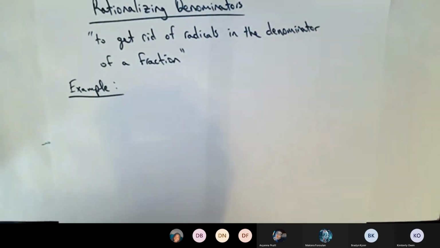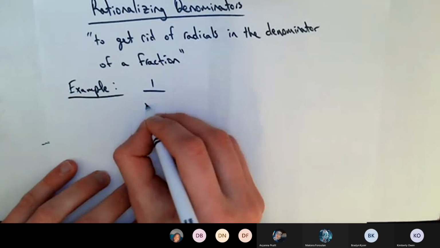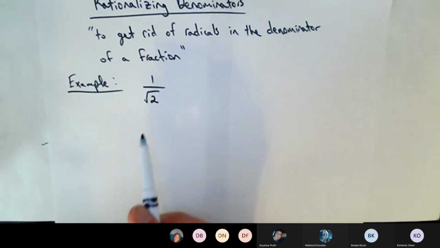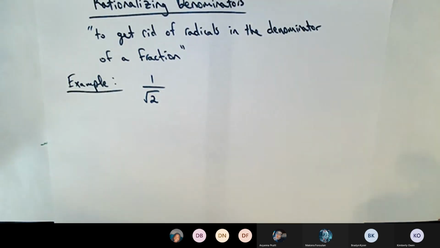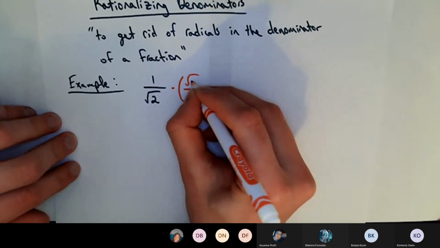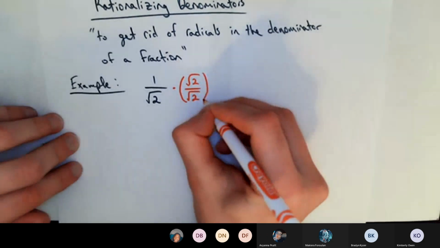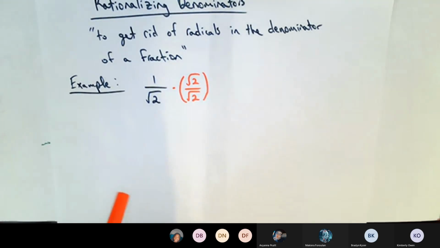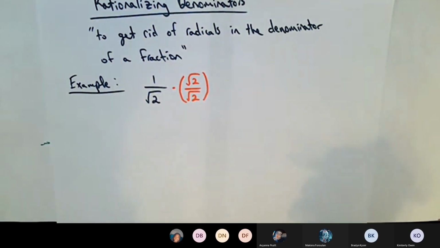So as an example, let's just take 1 over the square root of 2. What can we do to get rid of the radical in the bottom? Well, the only thing we're allowed to do with an expression is either add 0 to it, which is not going to be useful here, or multiply by 1, which you might also say is not useful. But what if I multiply by 1 in the form of square root of 2 over square root of 2? Why would I do that?